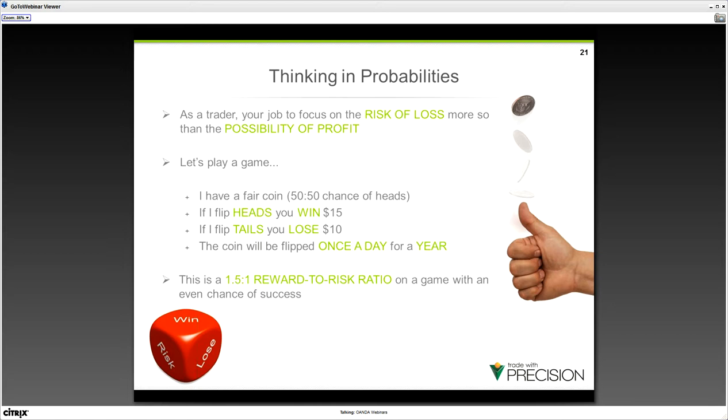So let's explore this concept of probabilities through a little game that we'll play here. If I have a fair coin, simply meaning there's a 50-50 chance of heads or tails, and if I flip heads, then let's say that you win $15 every time I flip heads. And if I flip tails, then you lose $10. And what we'll do is we'll flip this coin once a day for an entire year. We'll give it 365 flips.